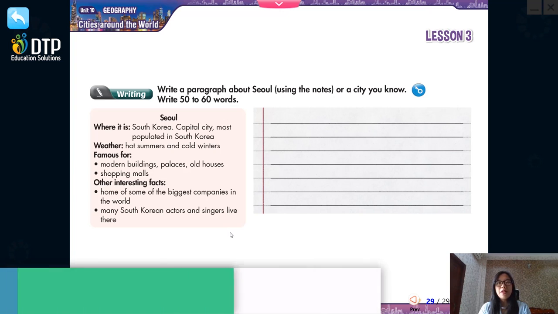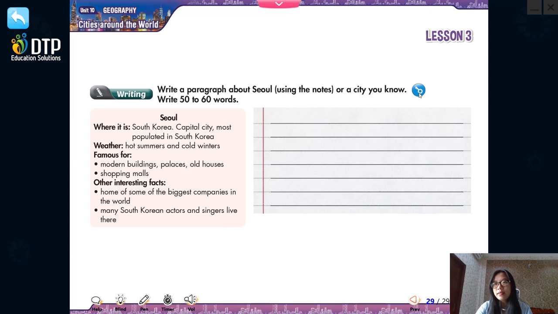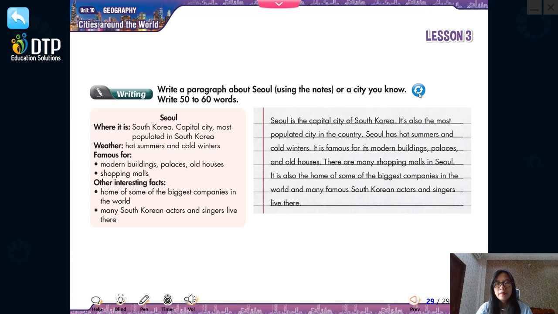Thumbs up, everyone. Now let's see the answer. Okay, let's read the answers together. Seoul is the capital city of South Korea. It's also the most populated city in the country.